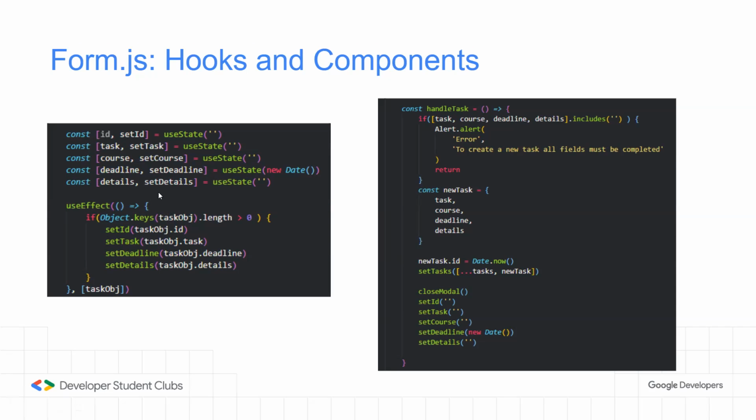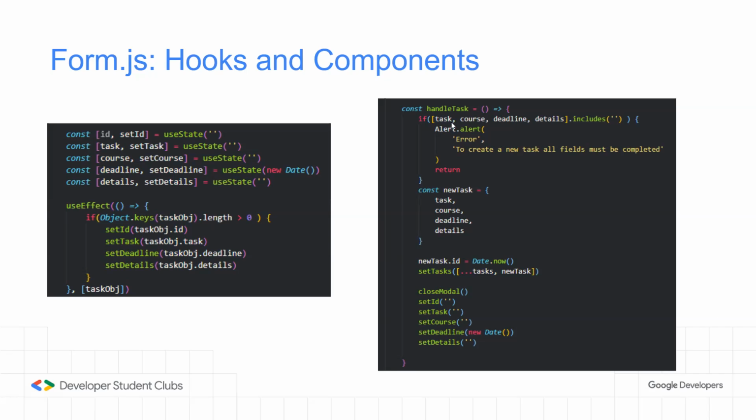Now, you don't need to worry about this useEffect. We're not really going to use it. But if you want to create another functionality, maybe you want to edit your task because the deadline changed or the task got canceled, then you can use this useEffect to keep watching whatever change occurs on this task object, and then whatever is in here will execute. That's the main use of useEffect.